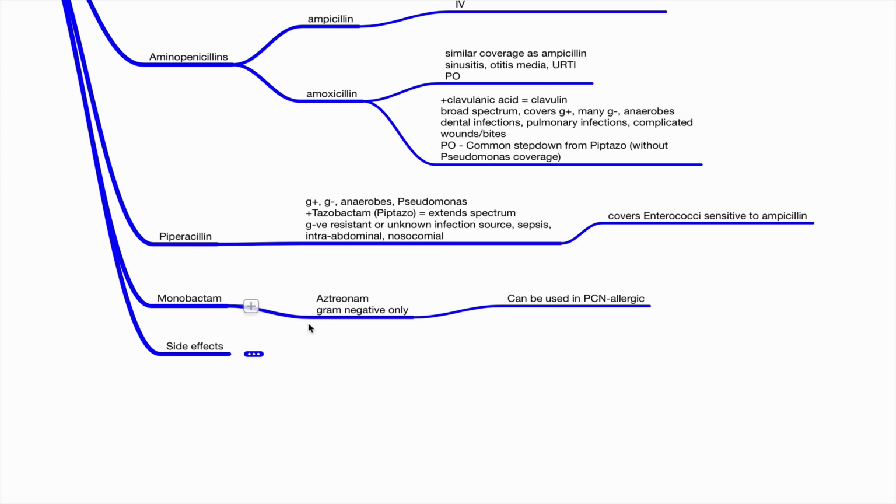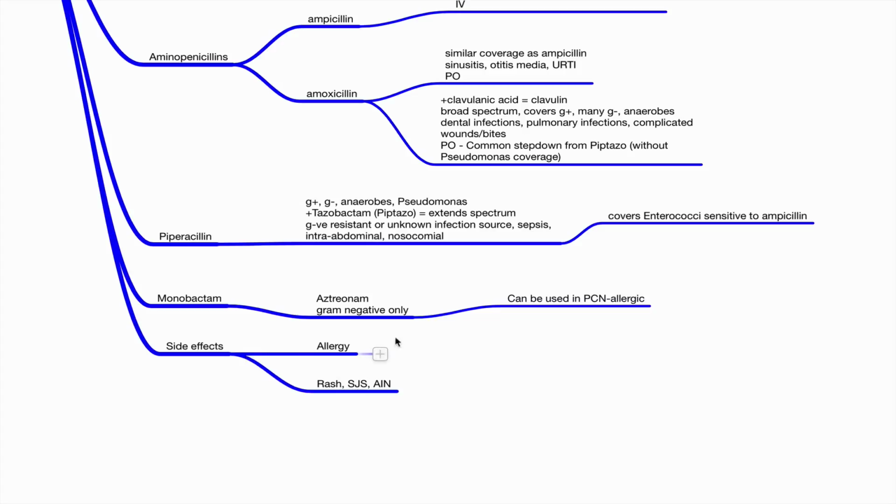And the last one here we have is under the monobactam family. It's called aztreonam, and it strictly covers gram-negative organisms. We don't see this used very much, but it's worth noting that it can be used in penicillin allergic patients.